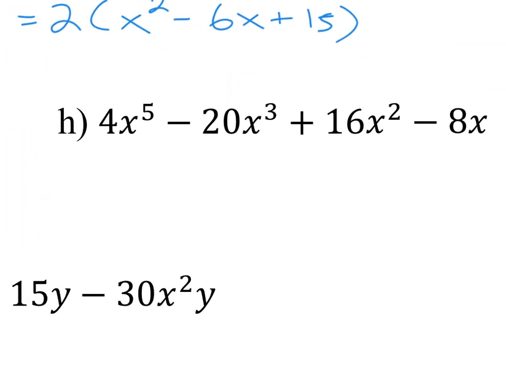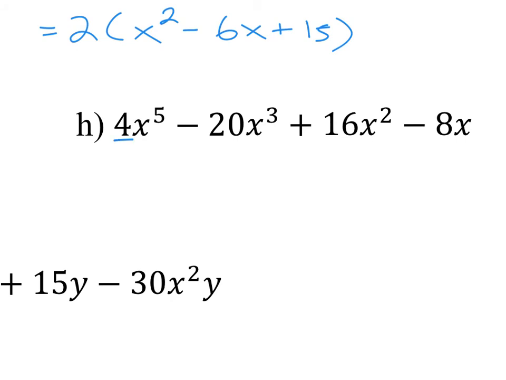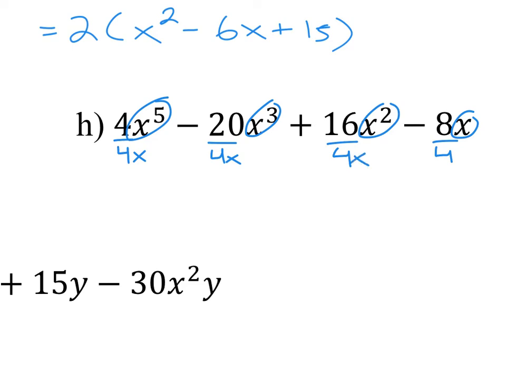Let's look at 2 more here. 4, 20, 16, and 8. The smallest number is a 4. Does it divide evenly into all the terms? Yes, it does. 5 x's, 3 x's, 2 x's, 1 x. The lowest x is 1, so we'll take it out. We write that 4x on the front, put our bracket, and then we'll just go through each of the terms.